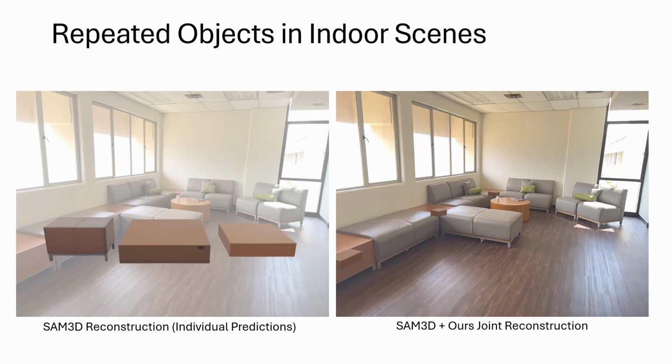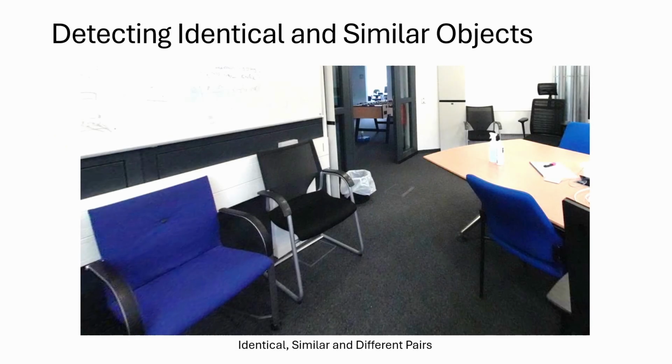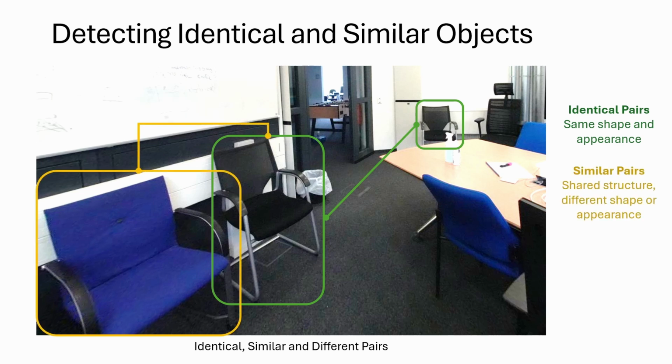Lookalike3D explicitly detects repeated objects and enables joint reasoning among them, in this case enabling joint object reconstruction consistent across the scene. We categorize object pairs into three types: identical, similar, and different. Identical pairs have exactly the same shape and appearance. Similar object pairs share semantic structure but differ in finer-grained geometry or appearance details.